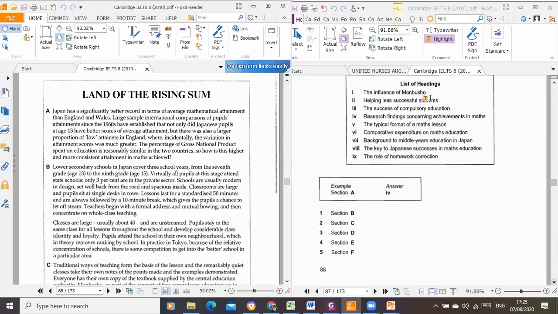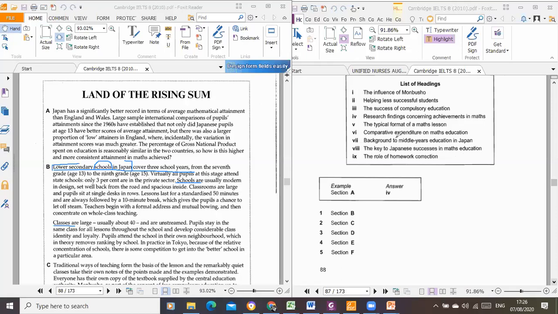So let's look at the headings. No mention of Mombucho, so that's out. Let me annotate now. Sorry, I forgot that. So this is what this place is really talking about: lower secondary school in Japan, okay? This whole place is providing an overview, like how the class looks like, which type of blah, blah, blah, okay?